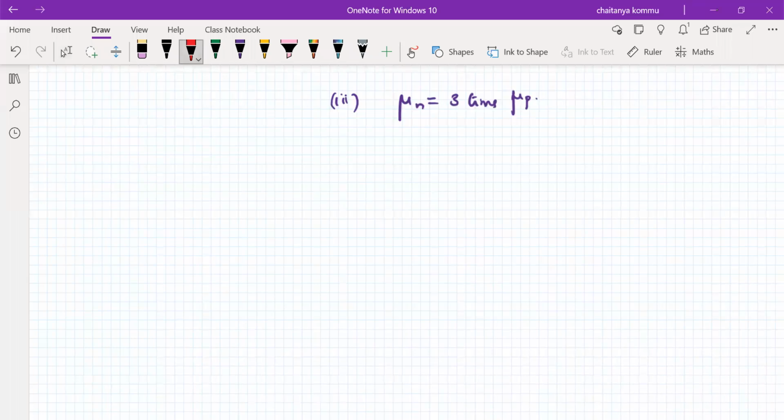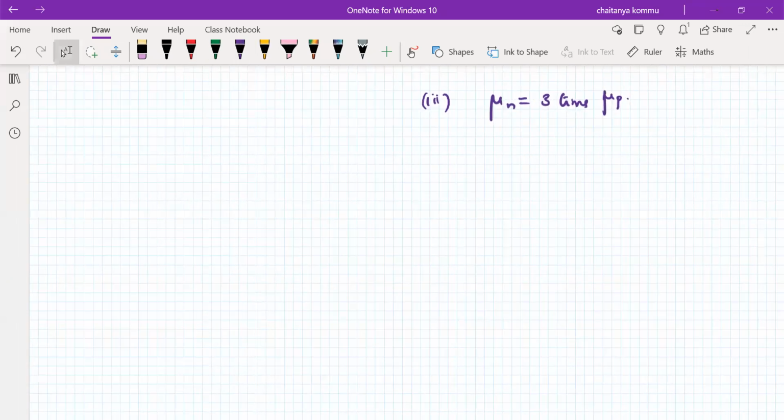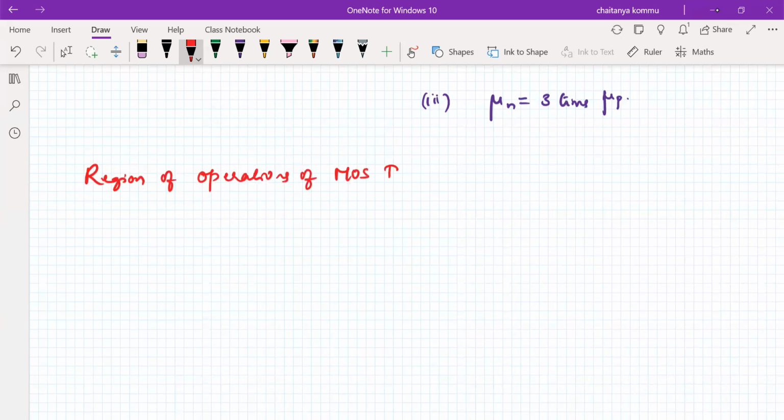Now let us see the regions of operation of a transistor. Some problems come from this area, so let us discuss that. Regions of operation of a MOS transistor: how do we identify the MOS transistor region of operation for different values of gate voltage, source voltage, and drain voltage?